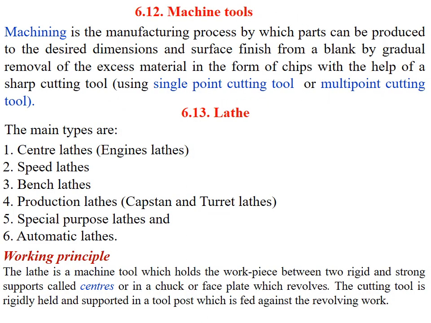Machine tools. Machining is the manufacturing process by which parts can be produced to the desired dimensions and surface finish from a raw material or a blank, by gradually removing the excess material in the form of chips with the help of a sharp cutting tool. Two types of tools are popularly getting used. Either it is single point cutting tool or multi-point cutting tool.